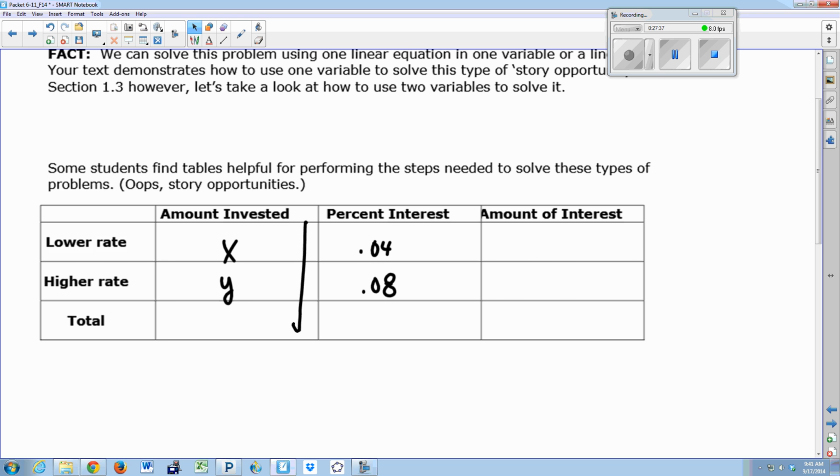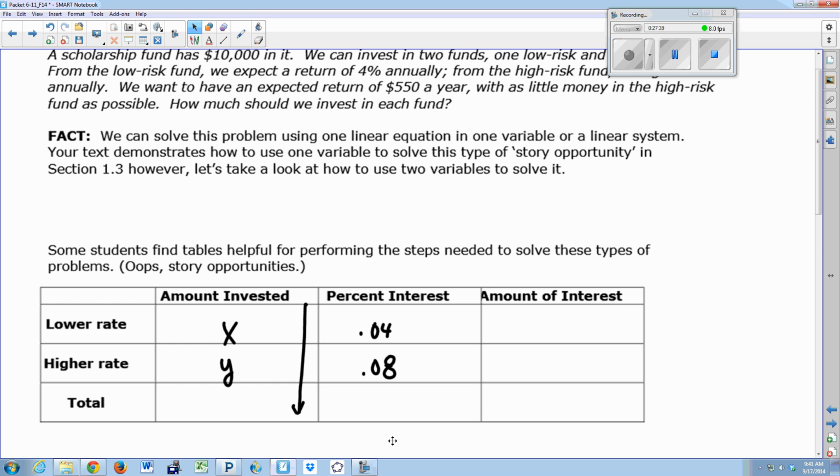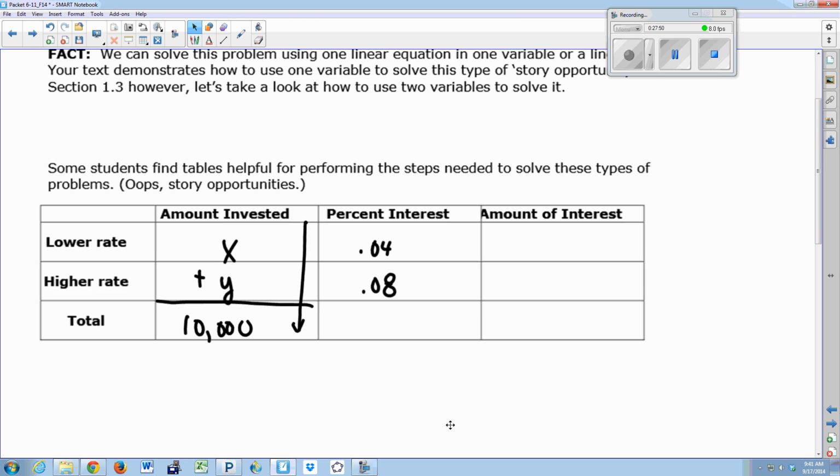Because if you're given totals, which these problems often will do, you're given a total amount invested, so you can put the 10,000 right here. And when you add up those two things, voila, there's your first equation. X plus Y is 10,000.